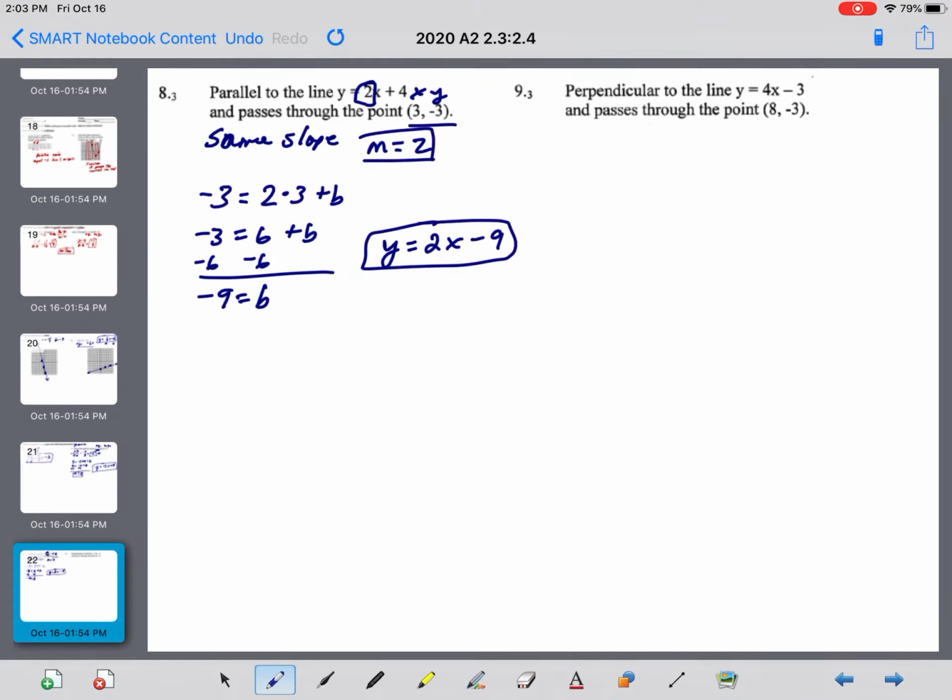Because this was our slope. They hid that slope on us a little bit. We had to go into that equation and find it. And we did. We saw it was 2. We grabbed it and used it.